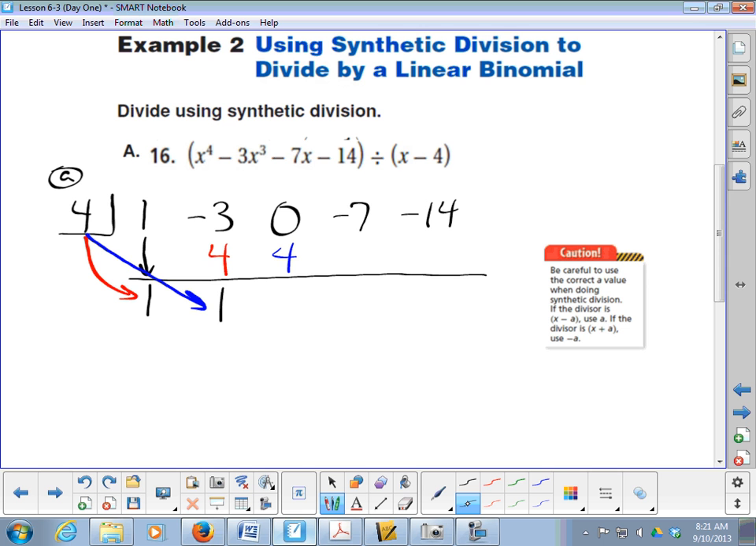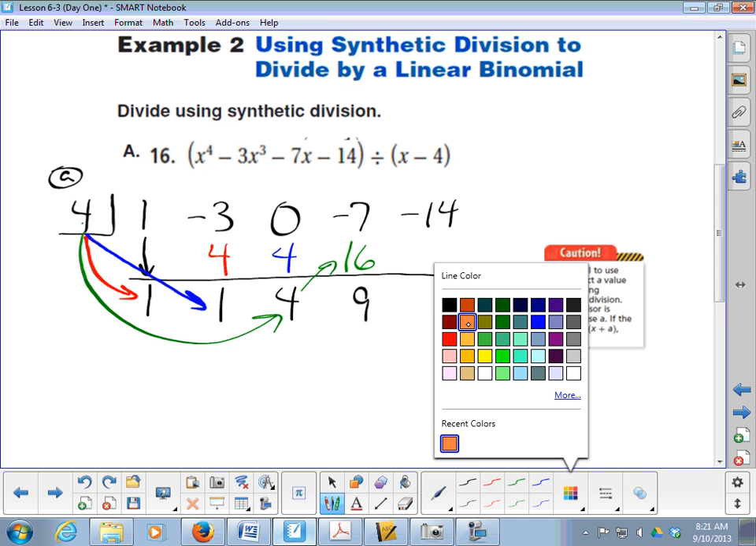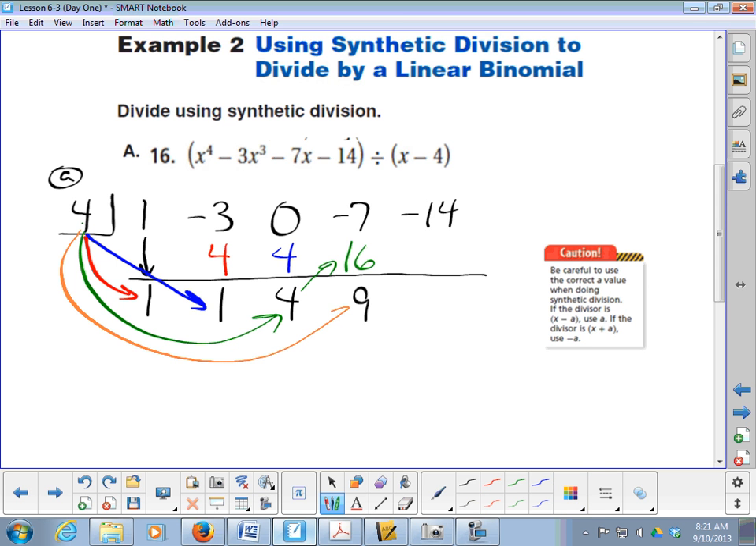And 0 plus 4 is 4. And then we'll do it again. 4 times 4, so we're going to take this 4, multiply it by that 4, and it goes there. So we get 16. Negative 7 plus 16 is 9. All right, then we'll do it again. Take 4, multiply it by 9, and we get 36. And negative 14 plus 36 is 22.